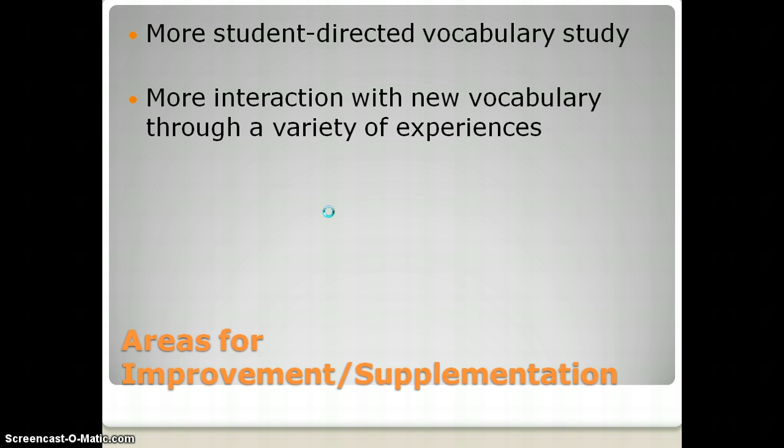Studies have shown that when students choose words that they need to learn, they learn the word meanings more successfully and retain the meanings longer than when a teacher chooses the words. So this would be a great area for improvement of the program.